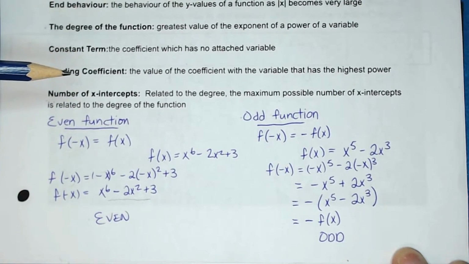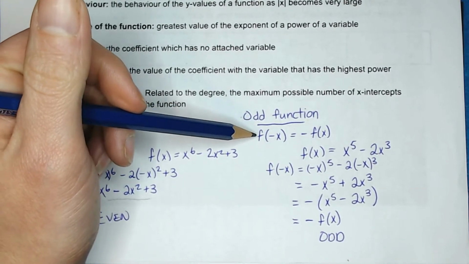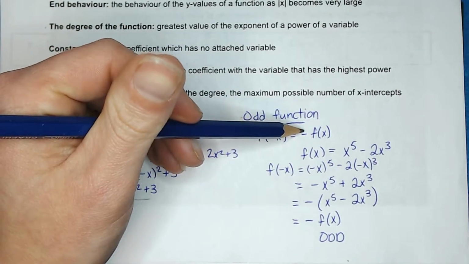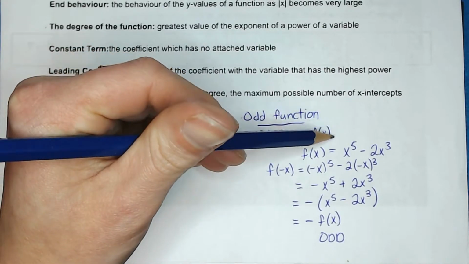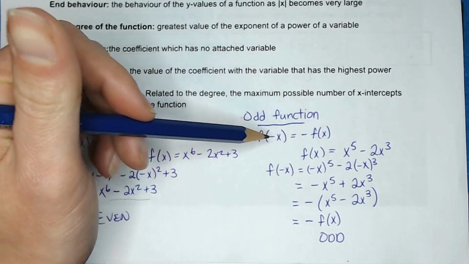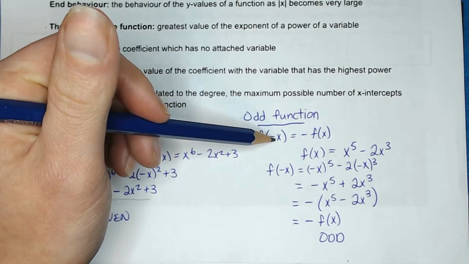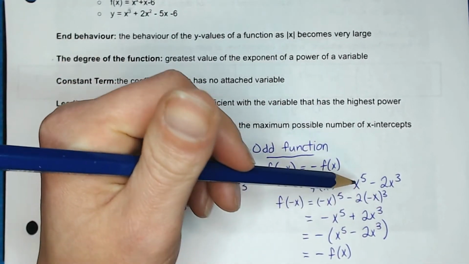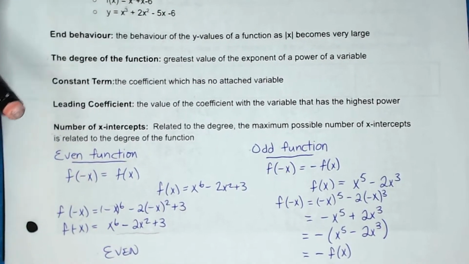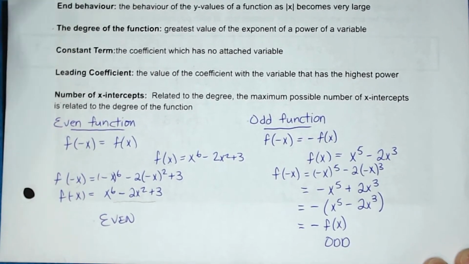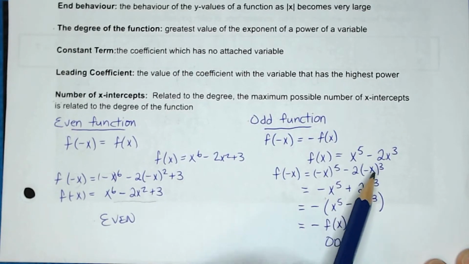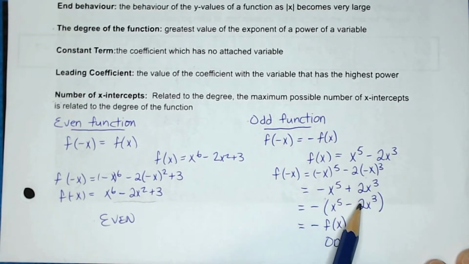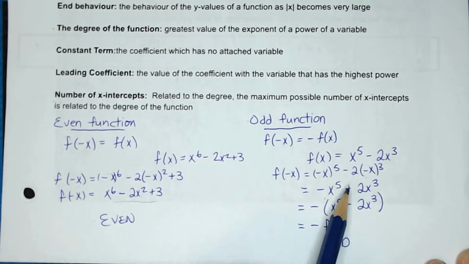You can also test if a function is odd by doing a similar test, except the result that you're looking for is that the resulting polynomial is equal to negative f of x. So again, we just plug in those negative x values. We're going to use a different polynomial here, x to the 5th minus 2x cubed. And you just plug in those values. So negative x to the 5th is negative x to the 5th. And then, of course, this will give you negative x cubed times negative 2. We change it to positive 2x cubed.